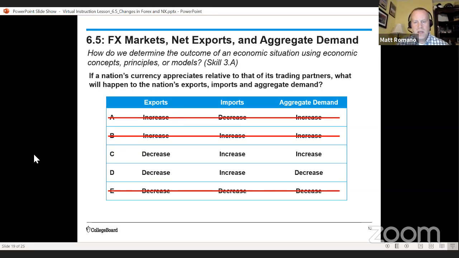What happens to aggregate demand? Well, we have a decrease in exports. We have an increase in imports. That combination makes it pretty clear. AD is going to decrease. It's going to shift to the left. Net exports are decreasing, so AD decreases as well.